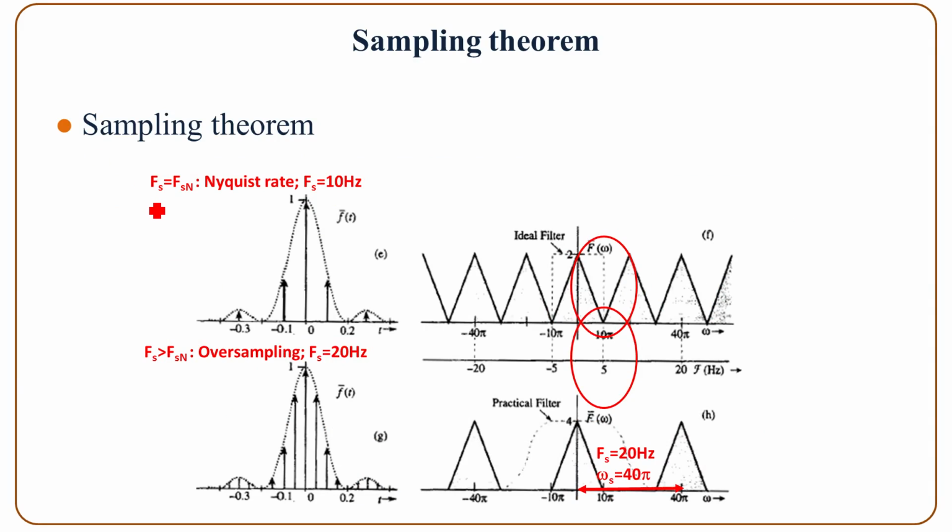Now, if we take the samples at exactly the Nyquist frequency of 10 Hz, as you can see here, the samples are taken at every 0.1 second, and 1 divided by 0.1 is equal to 10. So 10 Hertz is the sampling frequency.